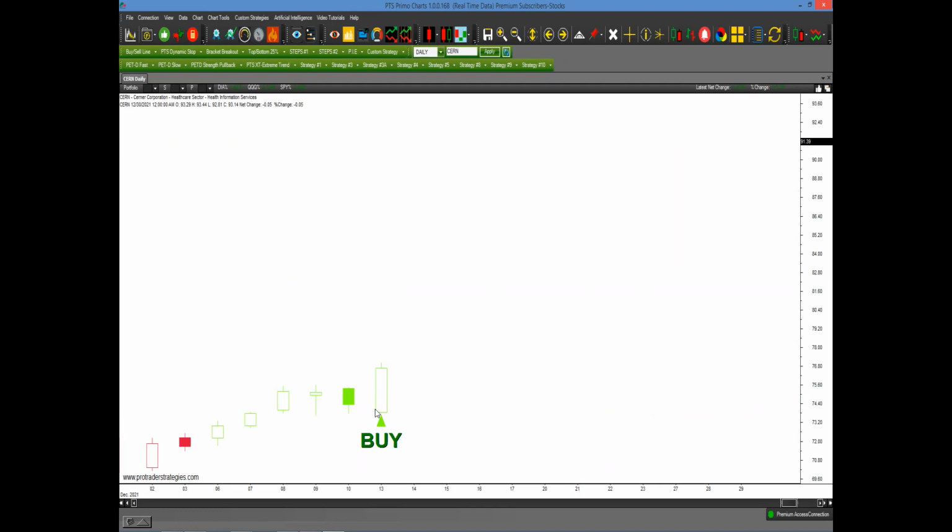This is a bullish engulfing pattern. Bar number 2 is outlined green. So that's a high probability candlestick combo setup. And look what happened. Stock shot up 15 points.